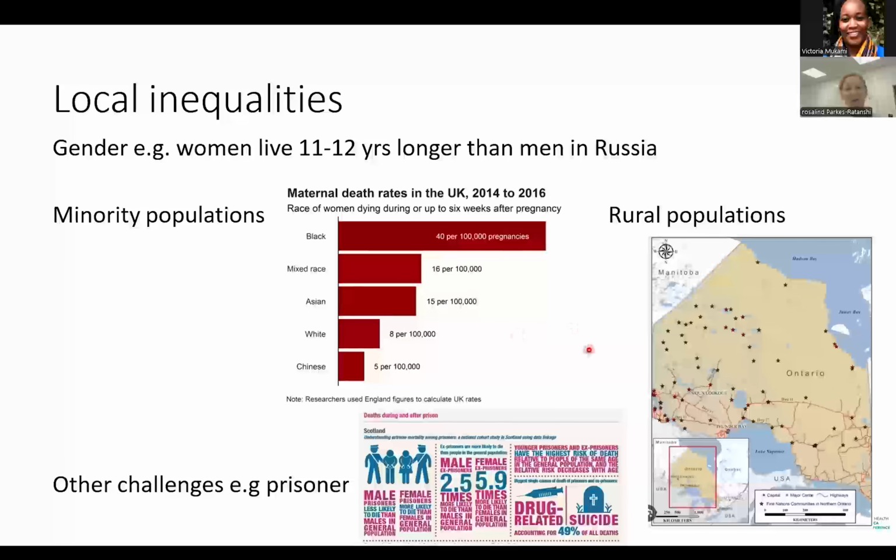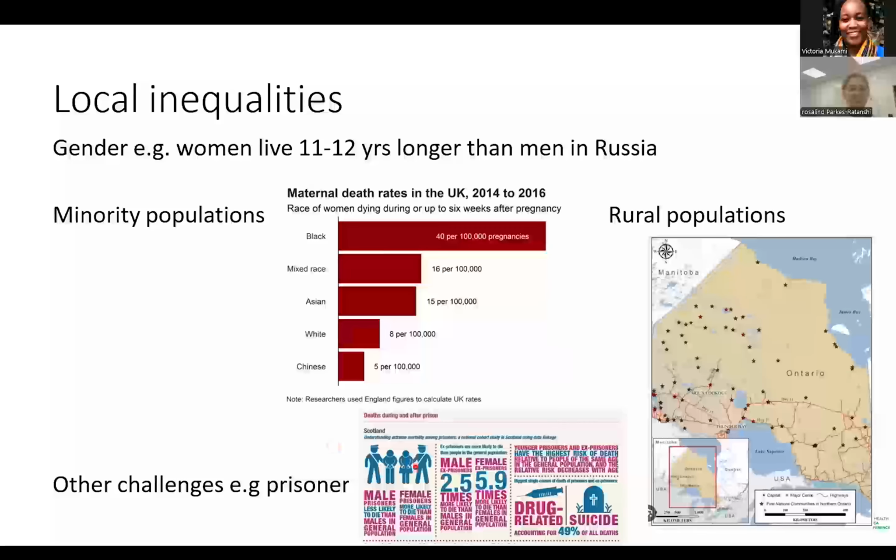In Canada, rural populations are at risk of health inequalities. So what this is showing is Indigenous Canadian populations in black, where people are living, and the road network in red. And you can see here there are huge numbers of populations that are not served by good quality road networks. Therefore, their access to healthcare is limited.